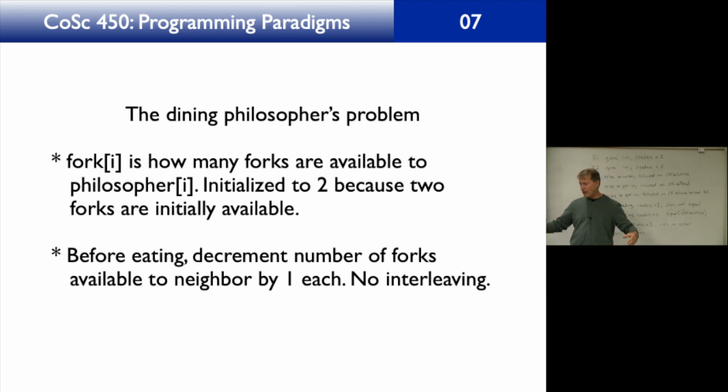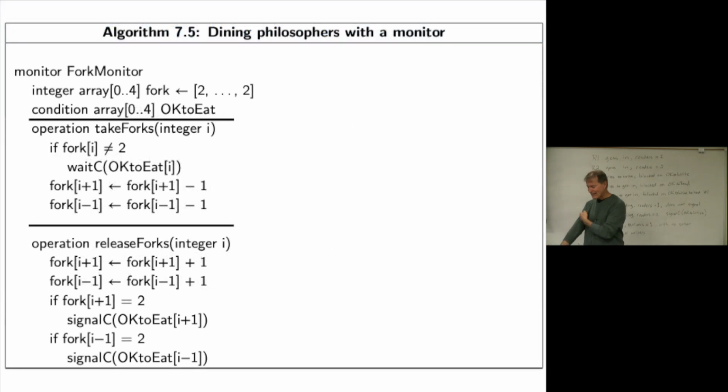If I am philosopher sub I, then when I try to pick up my forks to eat, in one indivisible operation, I subtract 1 from the forks available on my left and 1 from the forks available on my right. Because it's a monitor, there's no interleaving. It's atomic. So look, here's the solution. Check this out. It's really clever.